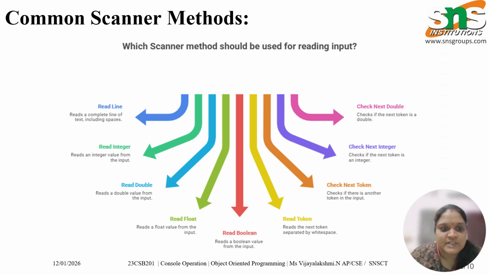Read line reads a complete line of text including spaces, and read integer reads an integer value from the input. Read double reads a double value from the input. Read float reads a float value from the input. Boolean means true or false. Token means even the white space is also one of the tokens. Next token checks for another token in the input. Next integer checks for another integer. Next double checks for the next double.